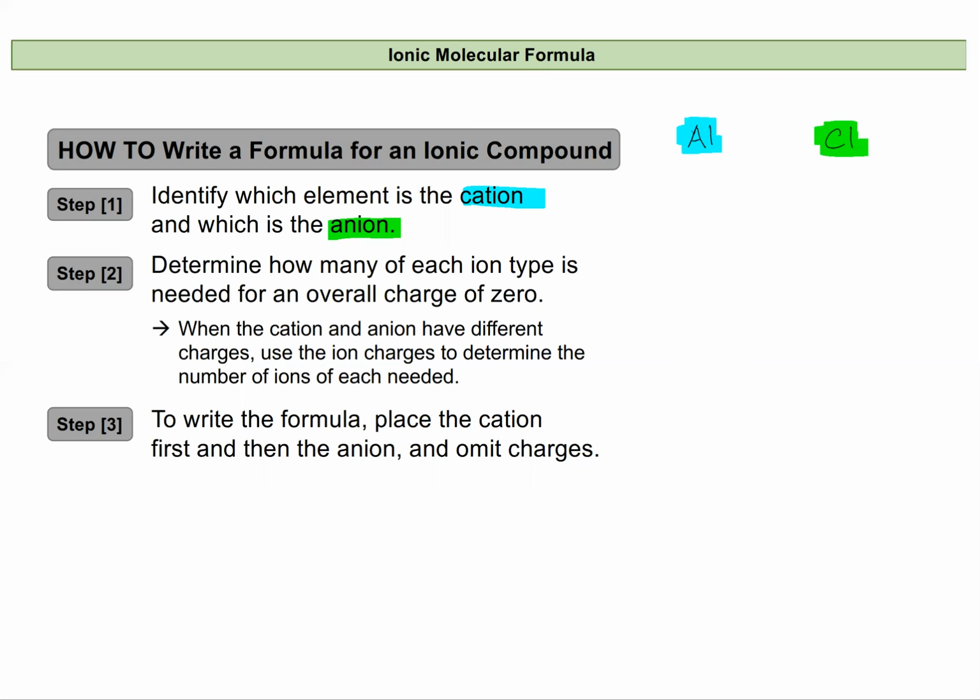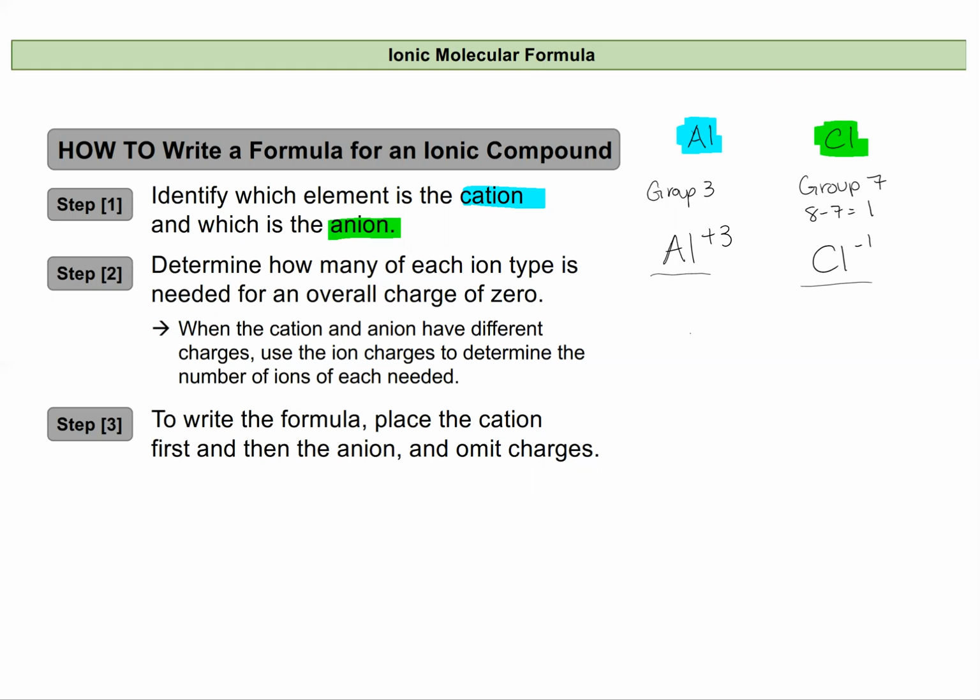Now I'll figure out the charges on these next, so I can determine how many of each ion type I need to get an overall charge of 0. So my aluminum will form a +3 because it's in group 3 of my periodic table, and it has 3 valence electrons, so it'll lose all 3. Chlorine is group 7, so 8 minus 7 will equal 1. So my chlorine will have a -1 charge when it's an ion. So I'll be bringing together an aluminum +3 and a chlorine -1.